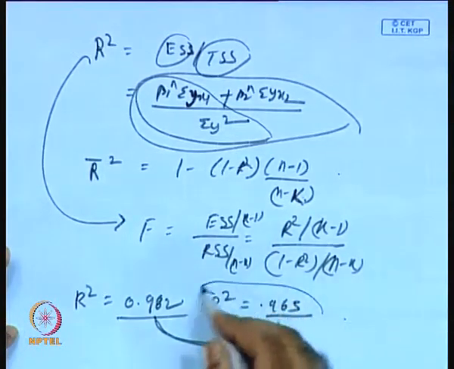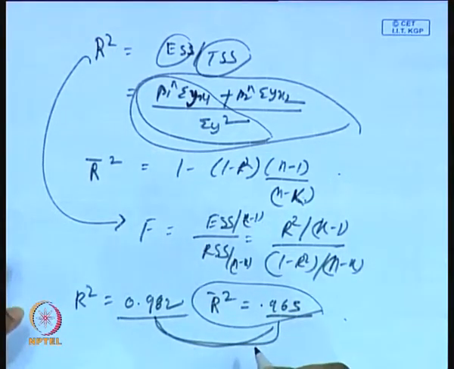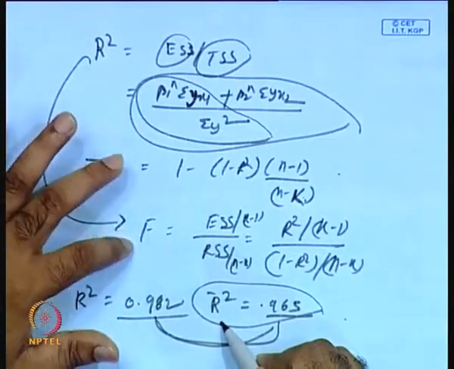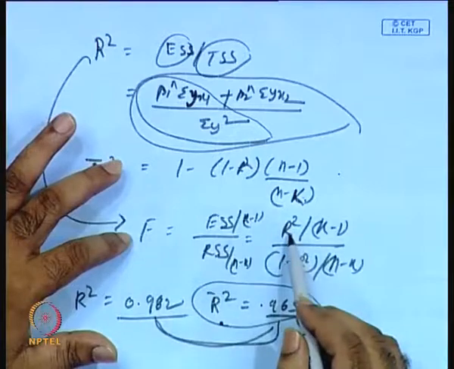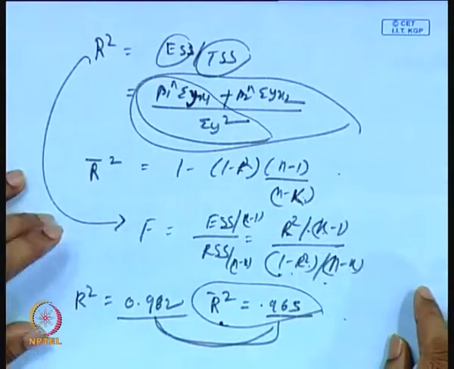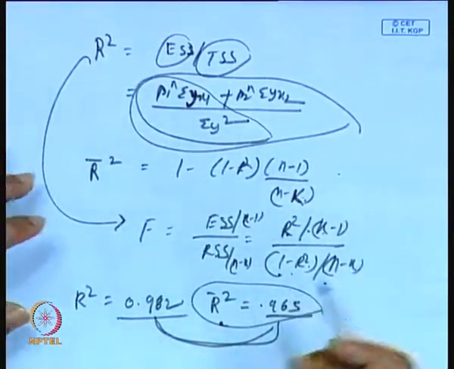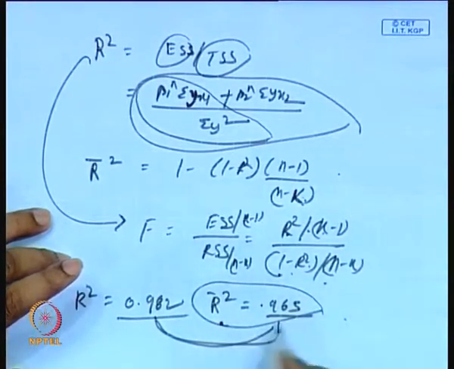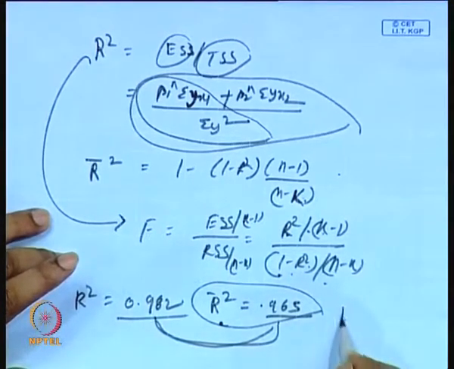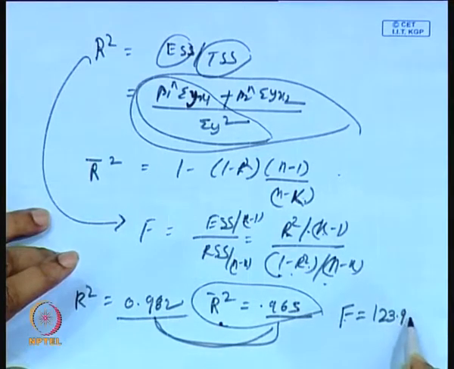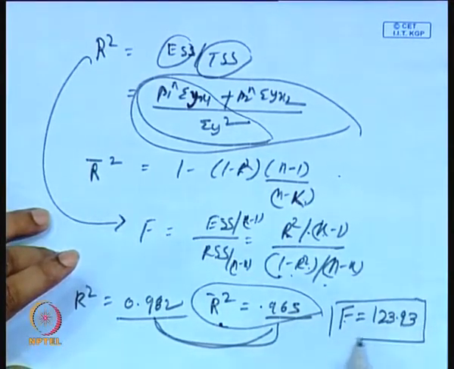Suppose you are interested in judging the significance of the overall fitness of the model. In this case you can also apply the F statistic, and if you apply adjusted R square, then the F statistic is adjusted R square by k minus 1, divided by 1 minus adjusted R square by n minus k. This is how it can be adjusted with degrees of freedom. Now we have to receive the F value. Once you use this R square value, F can be calculated as 123.993.